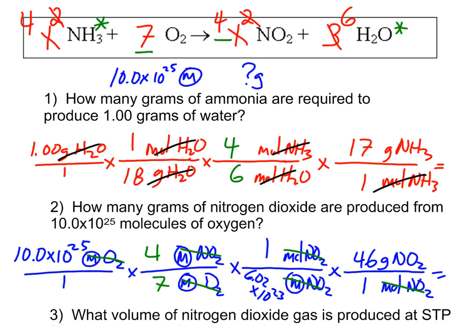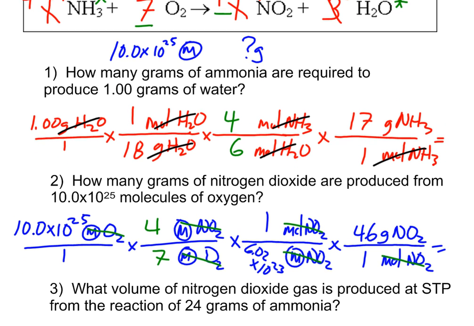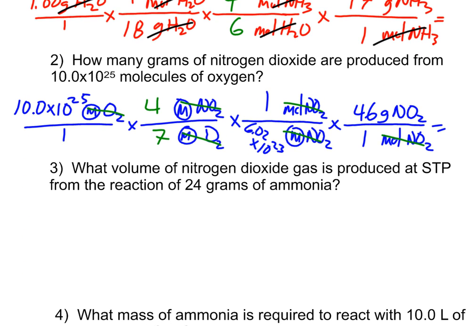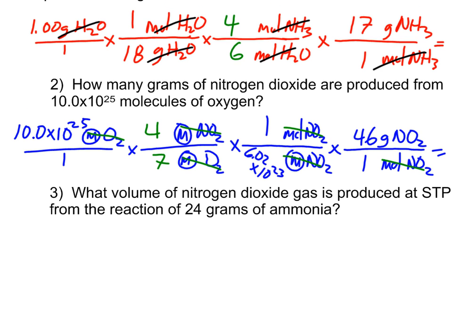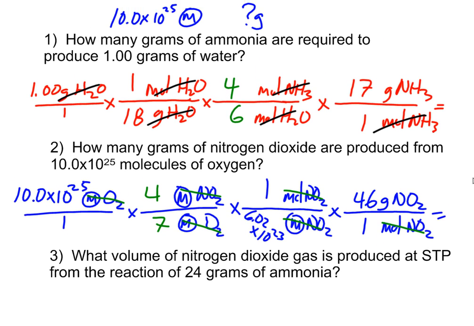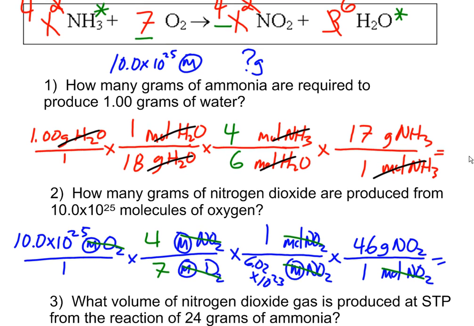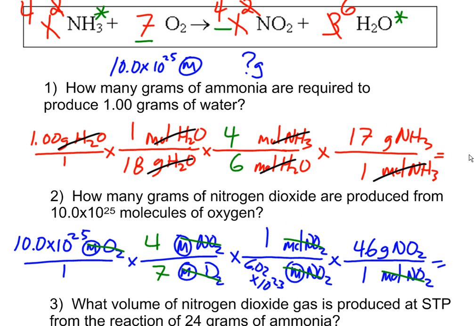And let's just do one more. Here's a volume one that involves using our gases at STP. And so what are we given here? So let's go back up. We want to know the volume of nitrogen dioxide for 24 grams of ammonia. So let's erase this. And volume of nitrogen dioxide. So we want to know the number of liters of nitrogen dioxide. And we've got 24 grams of ammonia.